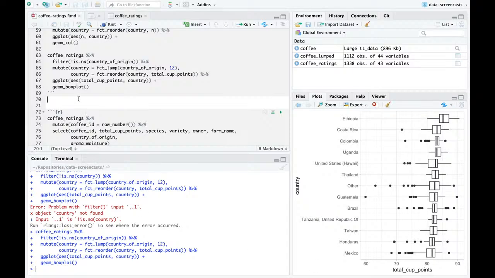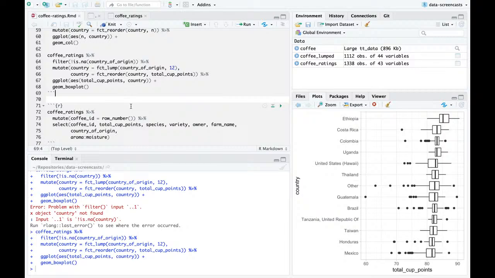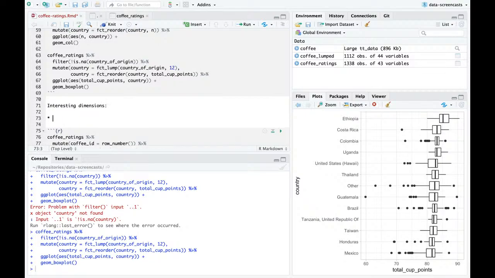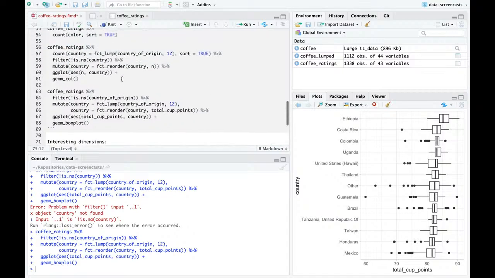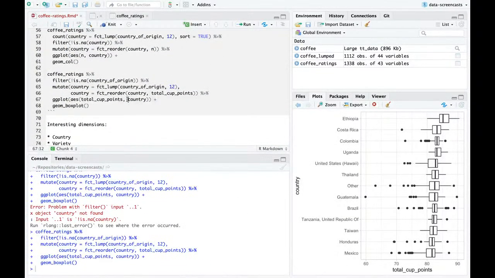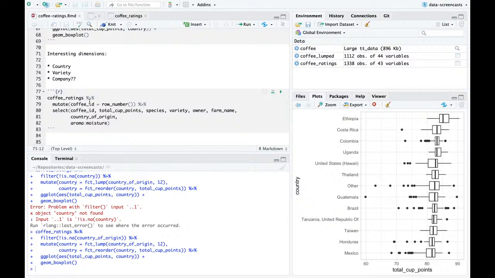All right. So I've taken a look at country. I've taken a look at quality. I'm going to be returning to interesting dimensions. I think country and variety are the two that I've been the most interested in so far. I'm going to throw in company with question marks. It's very sparse. Compared to country, I didn't spend much time on it. And I haven't heard of the companies, so it's perhaps not going to be interesting the way the country is. But, yeah, I'm just going to keep track of these.